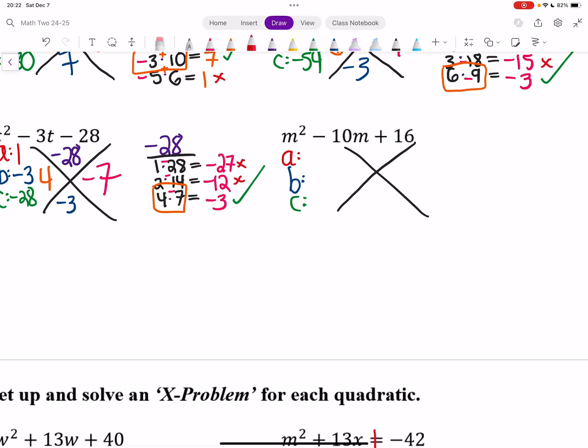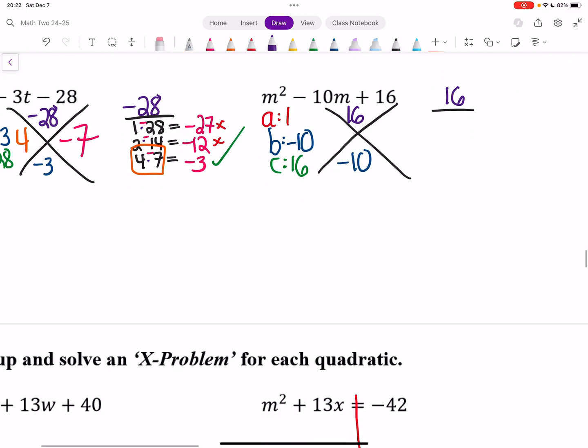Here, I'm going to demonstrate a little bit more of the process. You'll notice I have not identified A, B, and C yet, but now I have. Multiply A by C, write it in the top, B in the bottom. Next, I'm going to list the AC off to the side and list all of the possible factor pairs of that number using the factor chart. 1 and 16, 2 and 8, and 4 and 4.